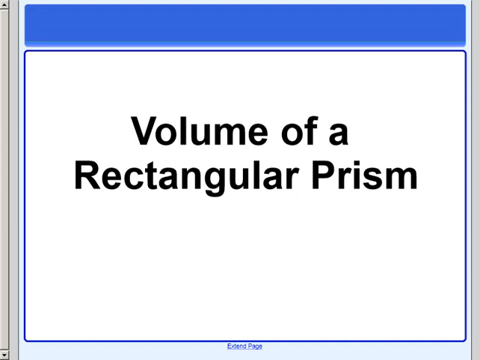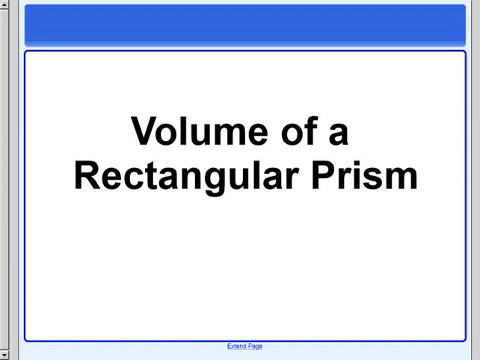Today we're going to start talking about finding the volume of a rectangular prism. Before we start talking about it though, we do need to know what a rectangular prism is, which is basically a box, like you think about something getting shipped to you in a box. All of the faces are rectangular or square, and there are 6 of them.